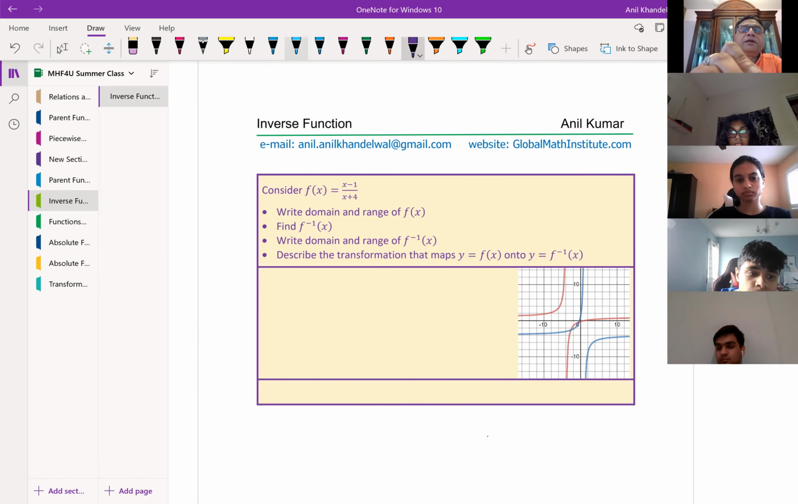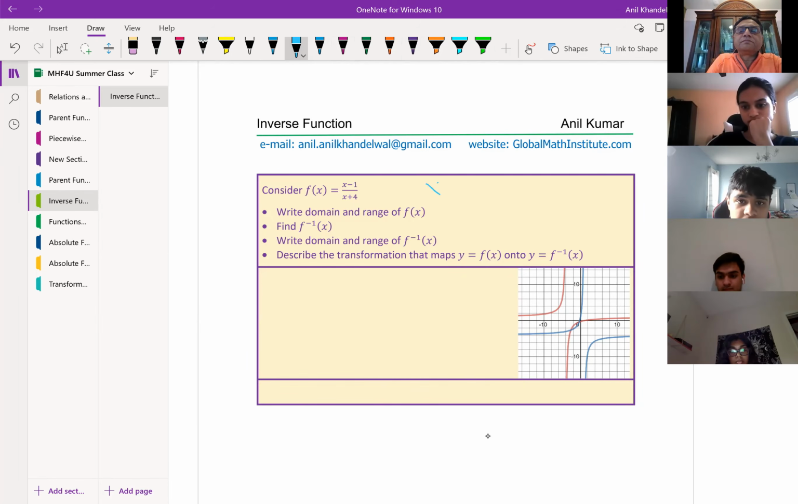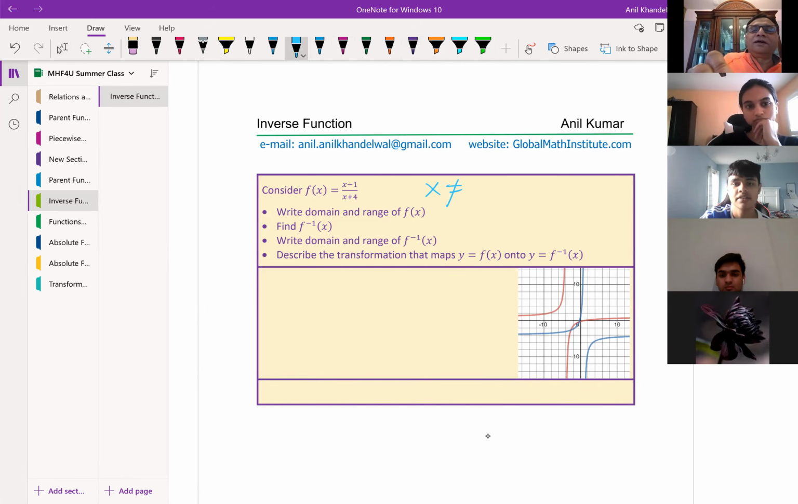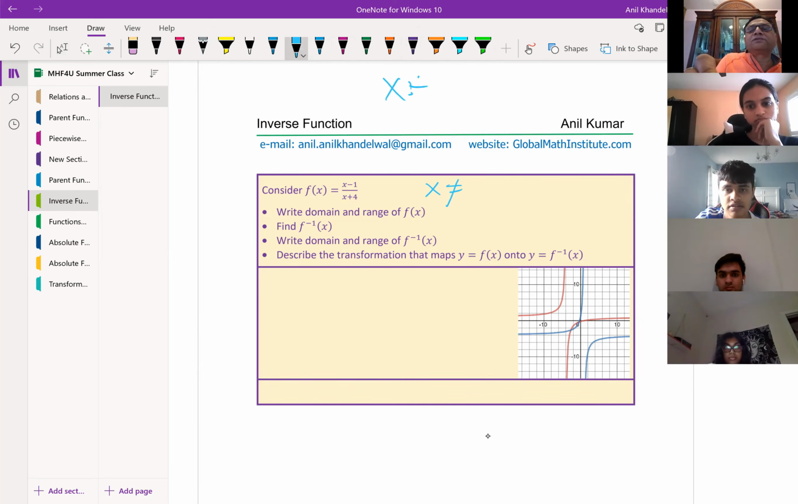Hamza, can you tell me the domain and range of this particular function, x minus 1 over x plus 4? Okay, so the domain of the function would be x of all real numbers. X is greater than or equal to 4. Not equal to. Oh, okay. Because you have to look into the vertical and horizontal asymptotes. The idea is to set x plus 4 not equal to 0, right? Yeah, you are right. X plus 4 is not equal to 0, so x is not equal to minus 4.